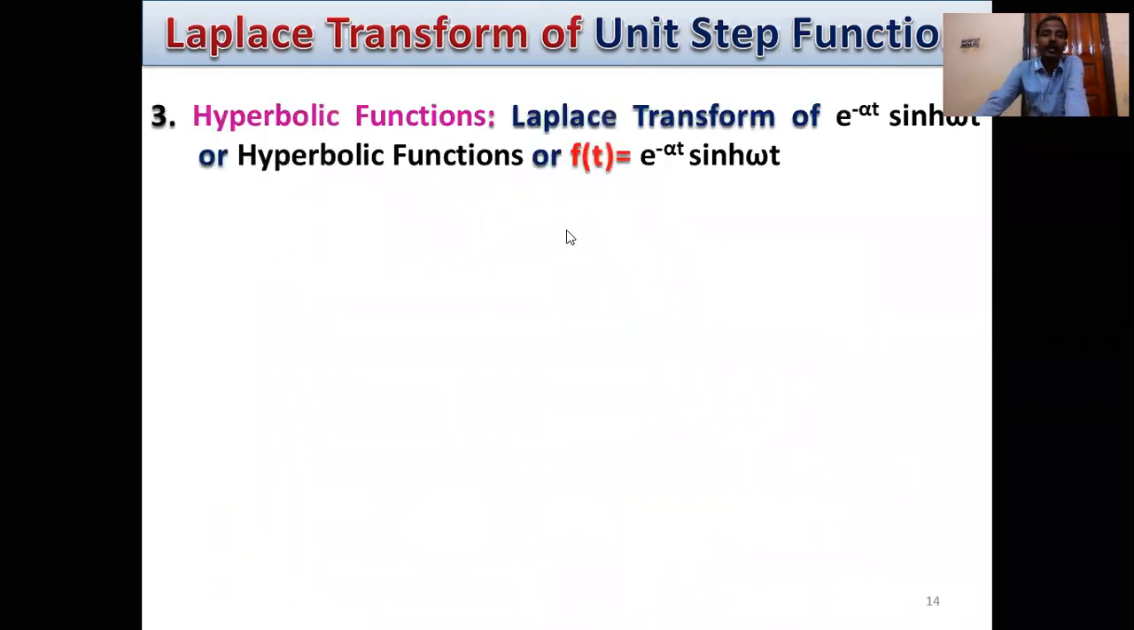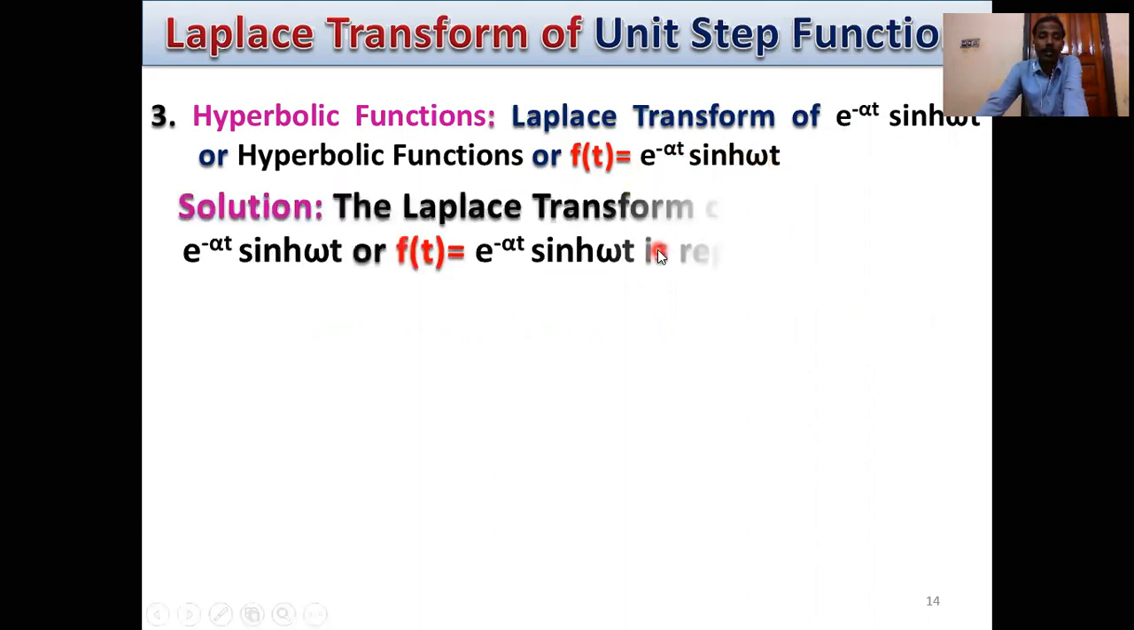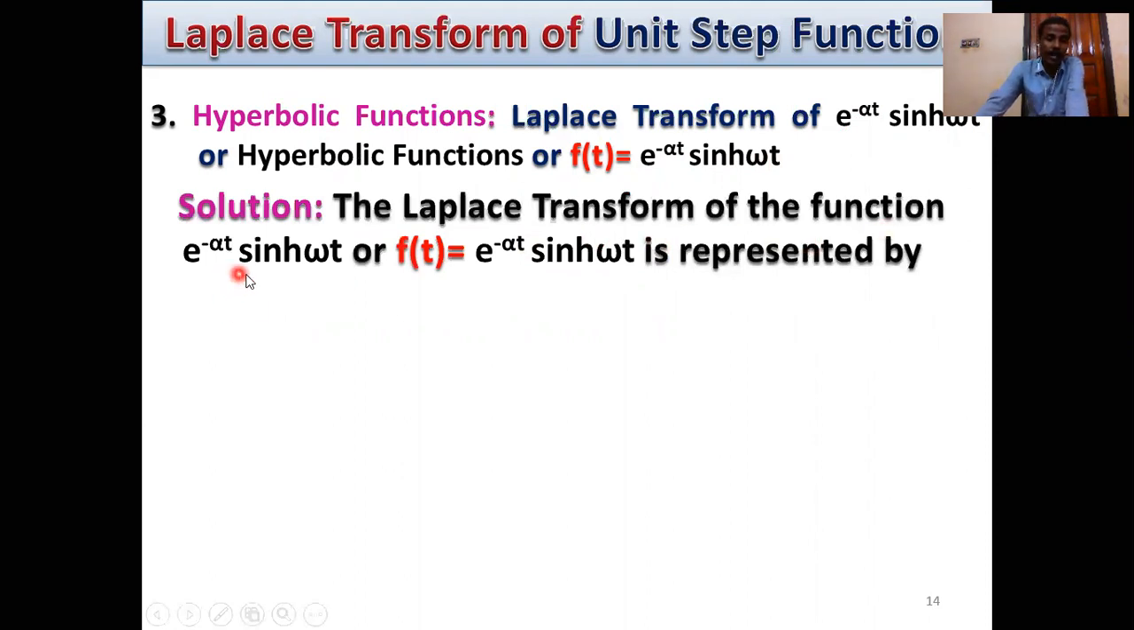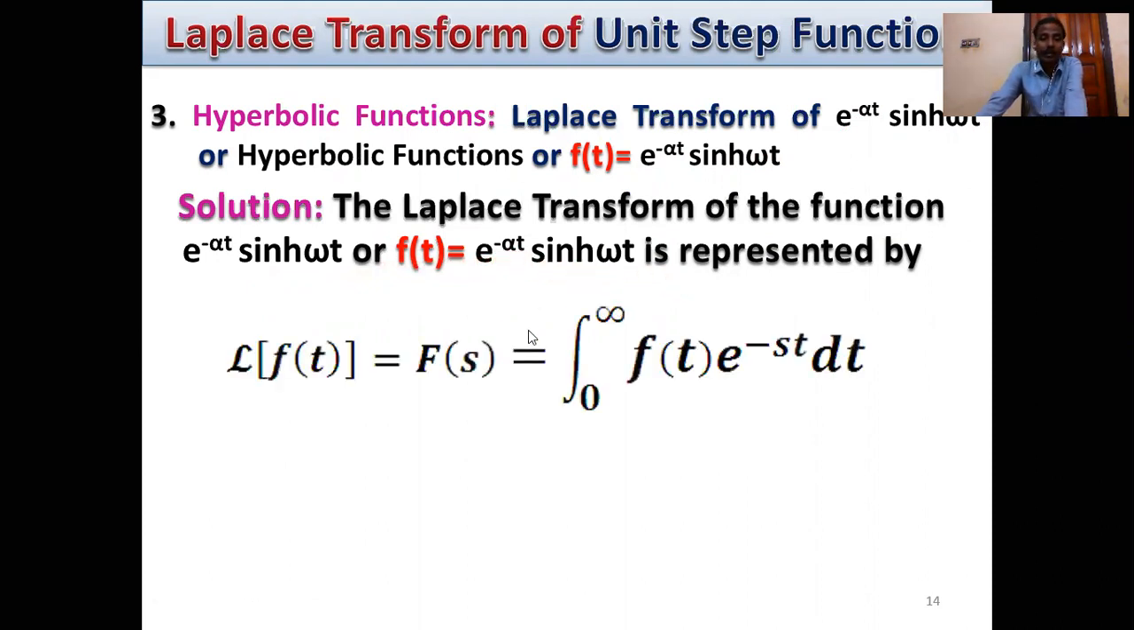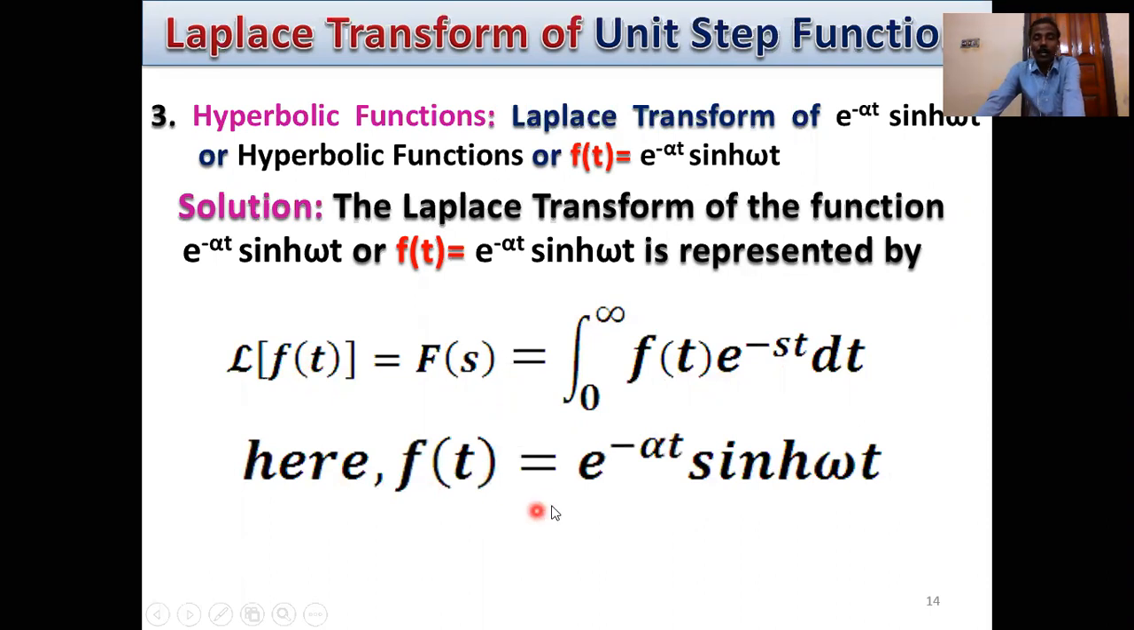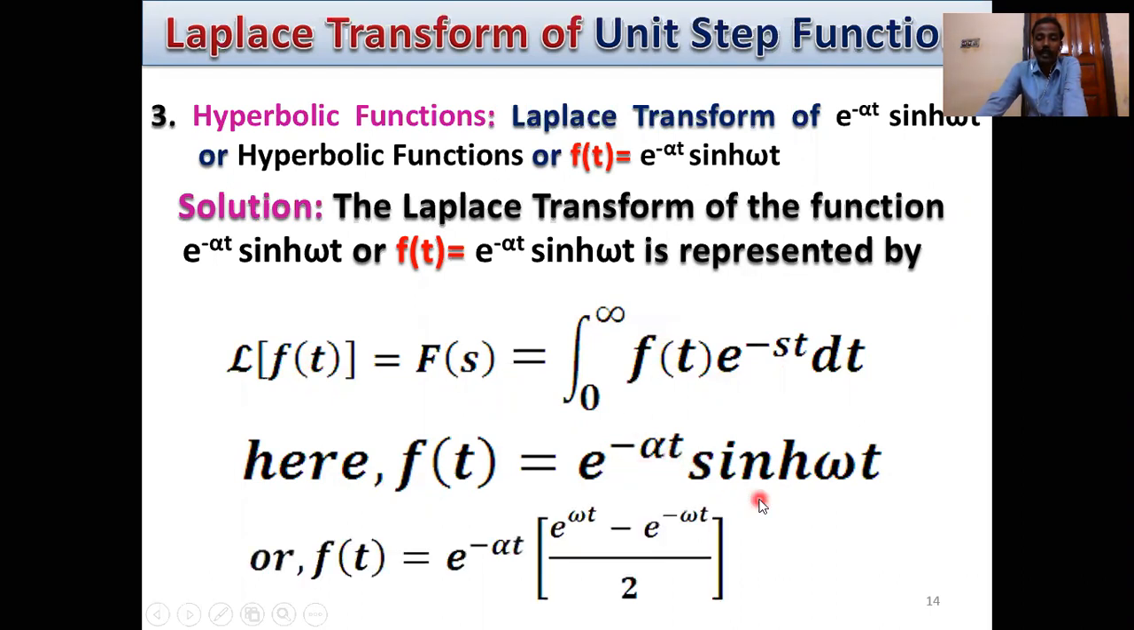Then another formula, hyperbolic function, Laplace transform of e to the power minus alpha t sine h omega t, or f of t equals to e to the power minus alpha t sine hyperbolic omega t. Then again solution, the Laplace transform of the function e to the power minus alpha t sine h omega t is represented by Laplace transform of f of t equals to f of s equals to integral 0 to infinity f of t e to the power minus st dt. Here f of t equals to e to the power minus alpha t sine h omega t, equals to e to the power omega t minus e to the minus omega t by 2.